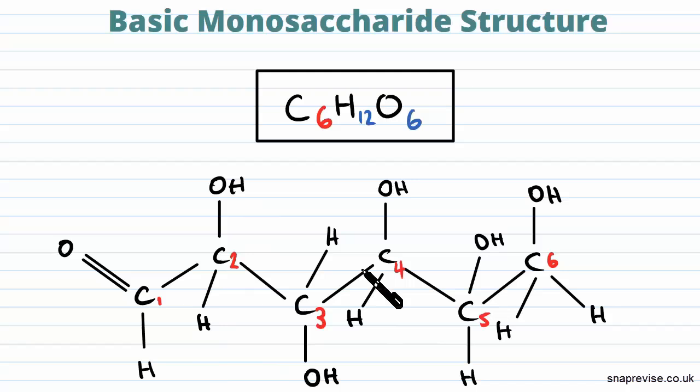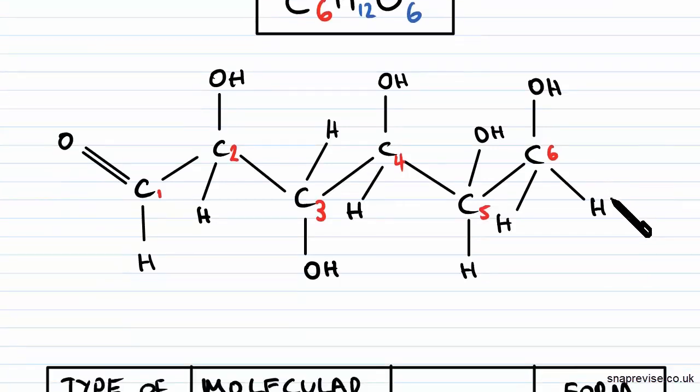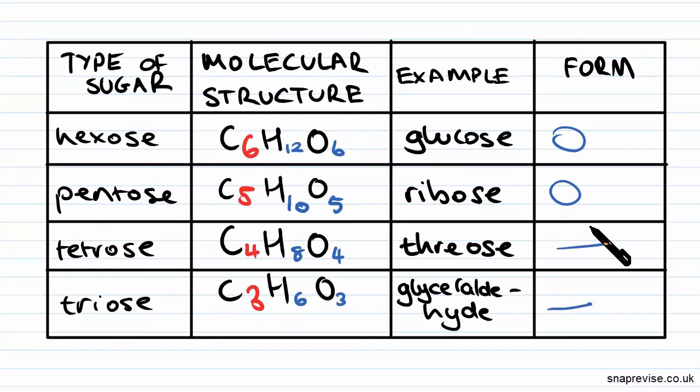Now, monosaccharides can have different numbers of carbons in their backbones, and this leads to different names. So let's have a look at this table here. Sugars which have 6 carbons in their backbone, such as the one above, are known as hexose sugars. An example of a hexose sugar is glucose. These names here are just umbrella terms.